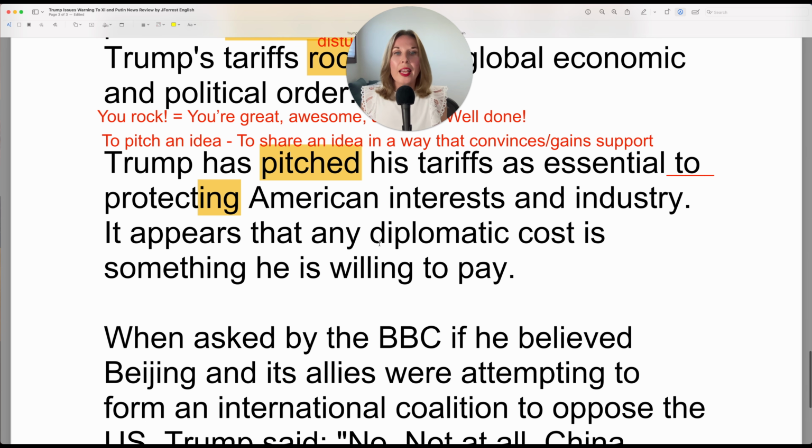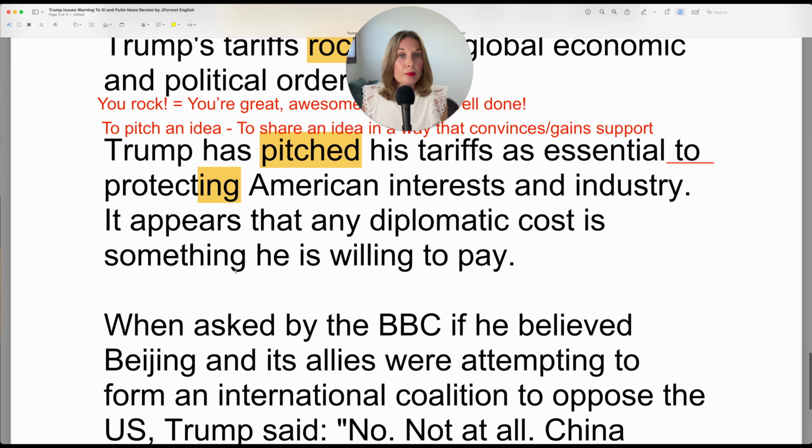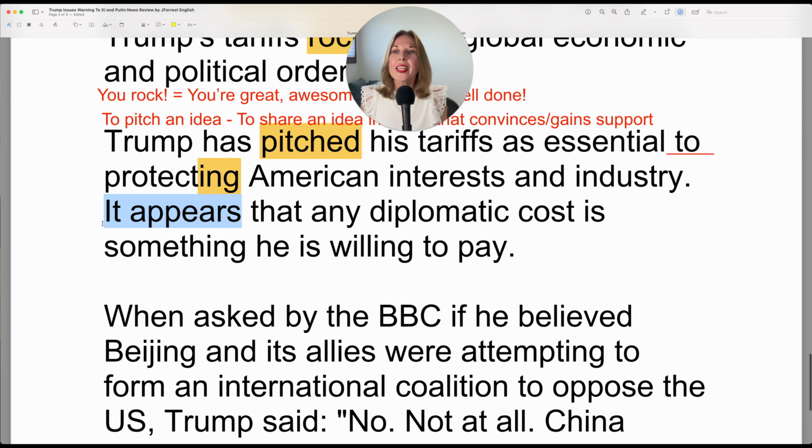It appears that any diplomatic cost is something he is willing to pay. So using "it appears" is when you say a situation seems to be true, but I don't know 100%. So if you say it appears it's going to rain, you see dark clouds, but you don't know 100% that it's going to rain. So the situation is he's willing to pay any diplomatic cost.